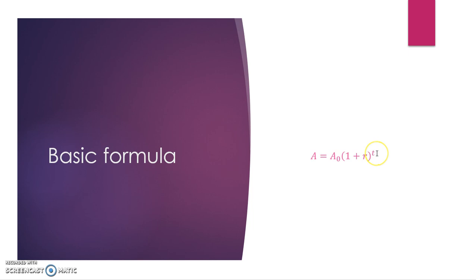And T is time measured in whatever the R is measured in. So if this is growth per year, T would be measured in years. If this is growth per hour or decay per hour, T would also be measured in hours. Okay, so let's look at some examples and how to solve.